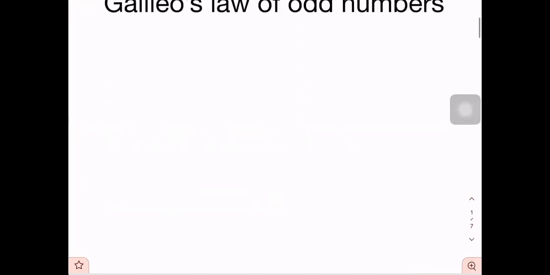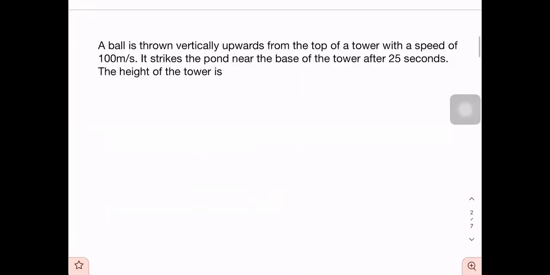So starting with the first problem: a ball is thrown vertically upwards from the top of a tower with a speed of 100 meters per second. It strikes a pond near the base of the tower after 25 seconds. The height of the tower is?